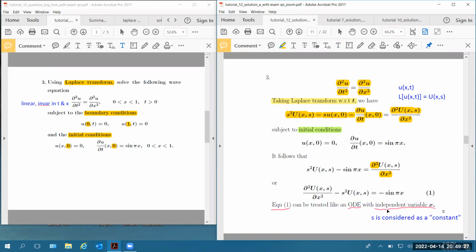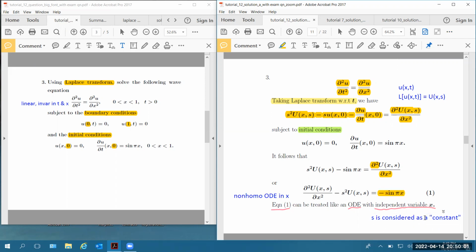Let's see whether I wrote it here. Oh, I didn't write the non-homogeneous. Okay, this one is a non-homogeneous ODE in x. It is non-homogeneous because you have this term here. It's due to this term. This is a non-u term, right? So that makes the equation non-homogeneous.